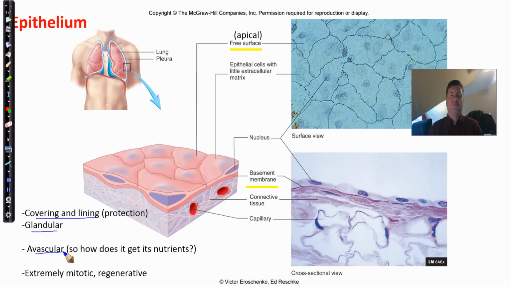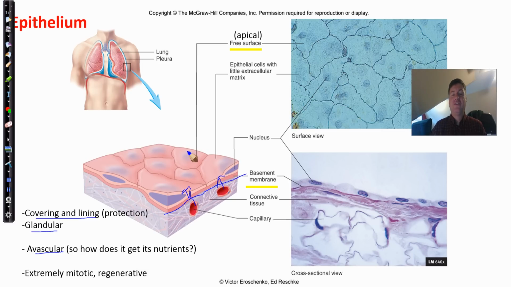And so you may be wondering, how could it possibly get its nutrients if it's avascular? Because, of course, blood is going to be carrying nutrients. This top region is showing you epithelial tissue as the free surface of, let's just pretend it's skin for a second. But what you see here are the capillaries. What we're going to get is diffusion, the movement of materials from a high to low concentration. That is going to be how epithelial tissue gets nourished.